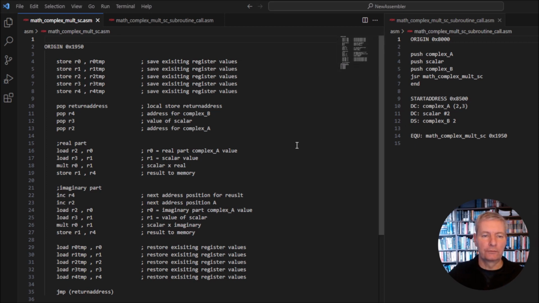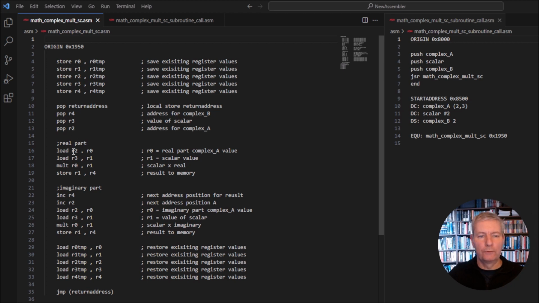So let's look at the actual subroutine. We're going to push the values of the registers into temporary storage locations. We're going to pop the return address, and then we're going to pop complex b, pop the scalar, and then pop complex a. And we pop these into registers R4, R3 and R2.